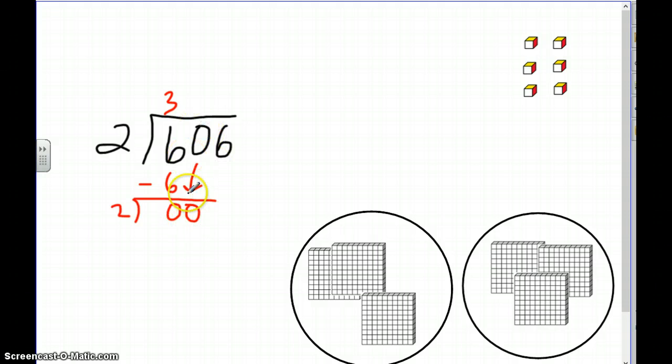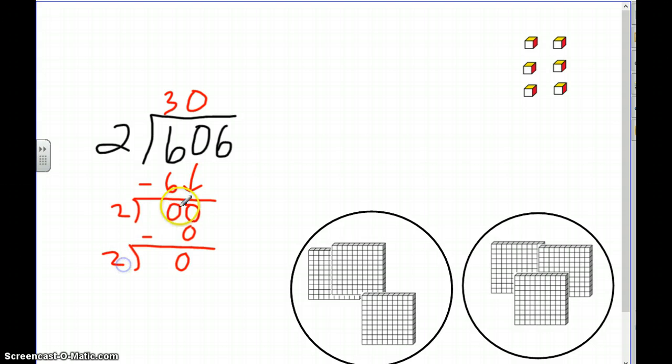And we're going to ask ourselves, okay, we have 0 tens. So how many tens are we going to put in each group? Well, the answer is 0. We have no tens up here to put in each group, but we have to put a placeholder in that tens place. We can't just leave it blank. So we put a 0 up here, and then we're going to move on to our ones. 0 times 2 is 0, 0 minus 0 is 0, okay?